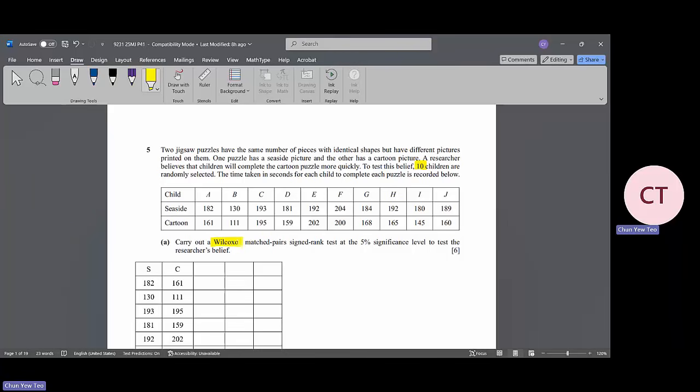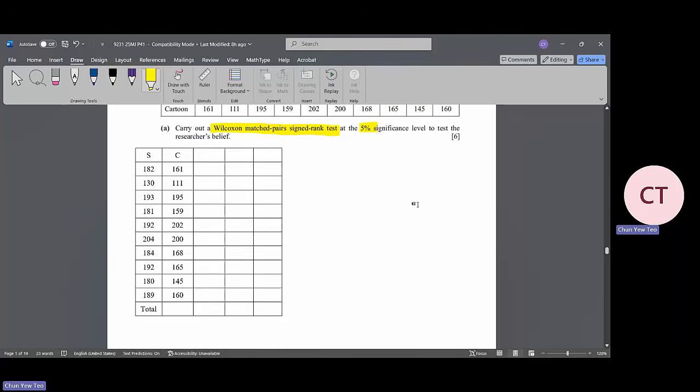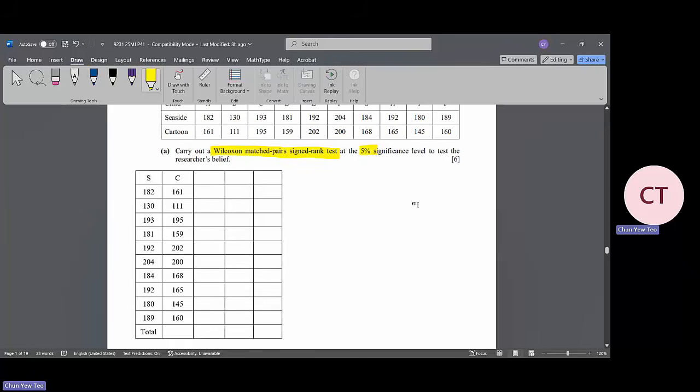Carry out a Wilcoxon matched pair signed rank test at 5% significance level. Test the researcher's belief. So what we need to do is, usually I will review the table vertically like this. For the matched pair signed rank test, I need to find the difference. The difference over here is S minus C. So you just minus them.